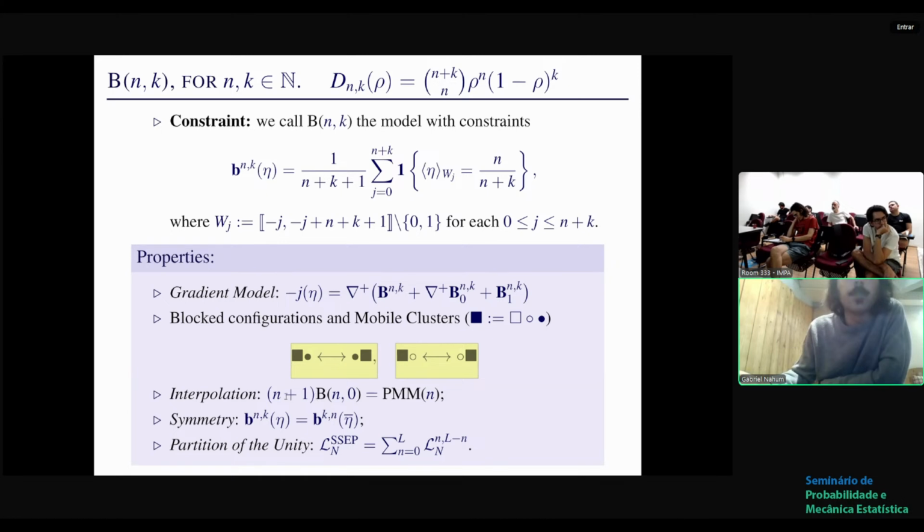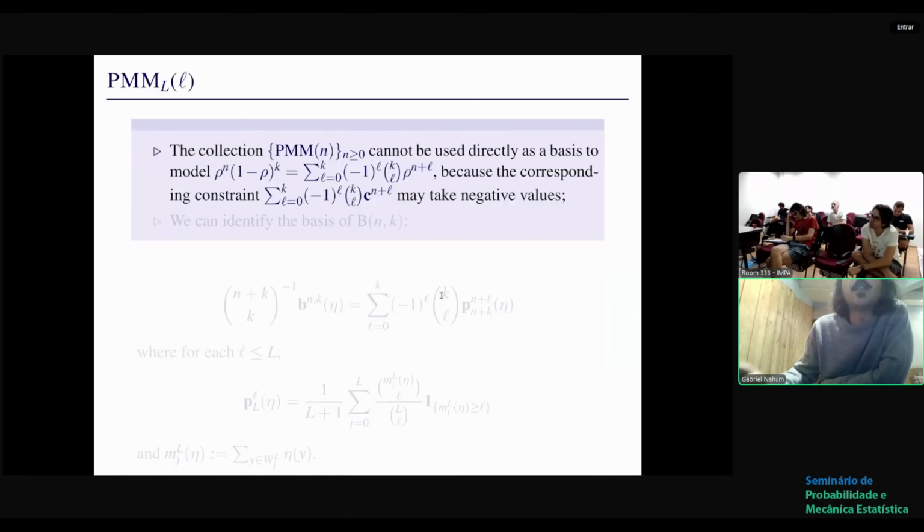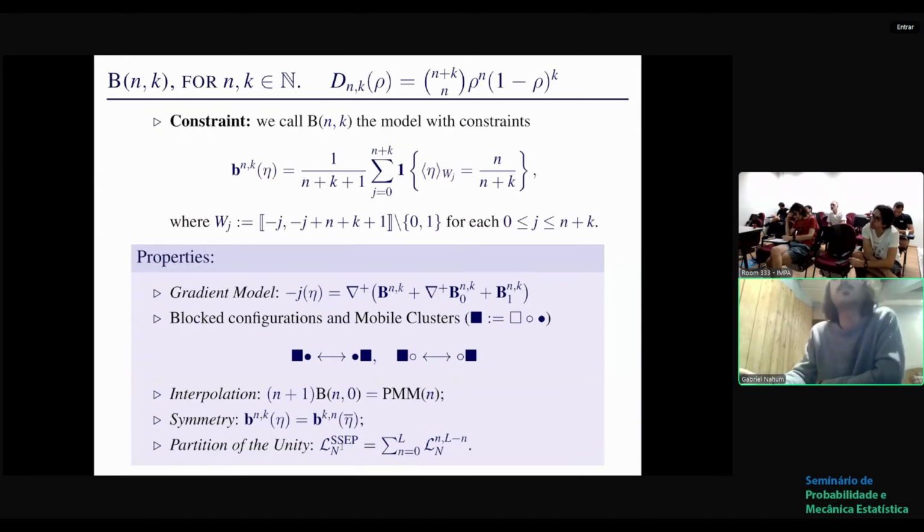As I mentioned, this model also interpolates the porous media model. When we have no particles here, we get the porous media model. It has the symmetry property. So if we exchange the particles and holes, this is the same as exchanging n and k. And it also satisfies this partition of the unity property here, which tells us that the generator of the SEP can be expressed as the superposition of these B models here. In terms of the rates, this tells us that if we sum the rates of these models here, then we get 1.